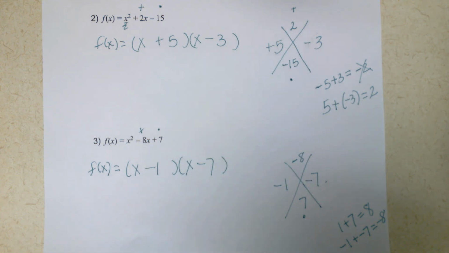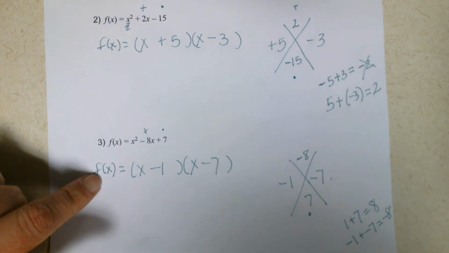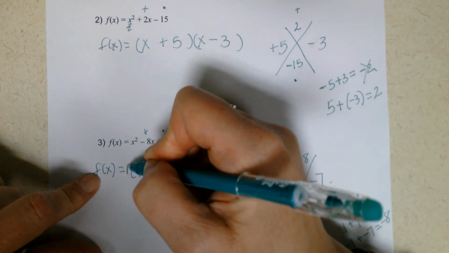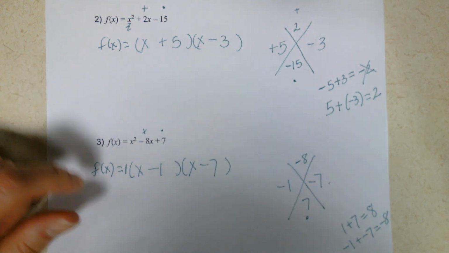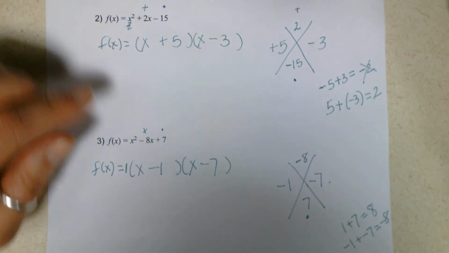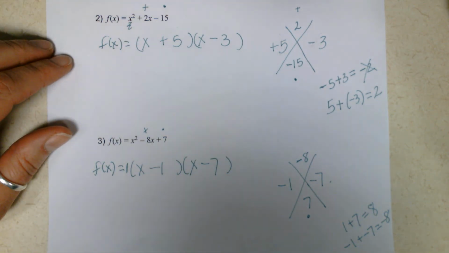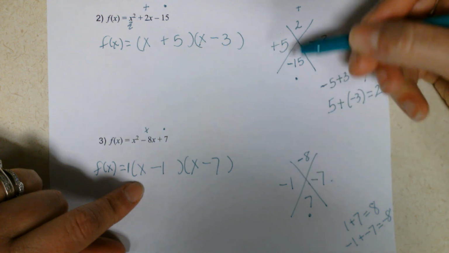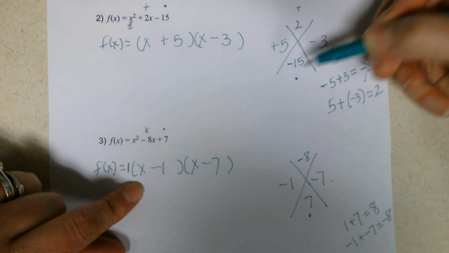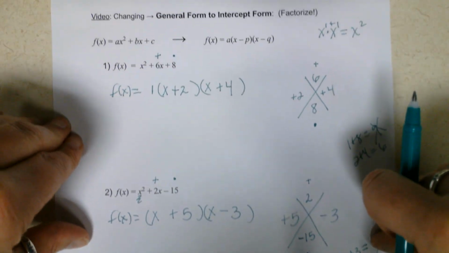No matter what. Okay, so we took it out of general form, put it in intercept form. If you want to put the 1 in front, you're most welcome to. If not, I like it like that. But we are going to be looking where the A is going to be a number, just not today. I want to get you used to finding two numbers that multiply to the last and add to the middle. So here you go. I hope it helped.